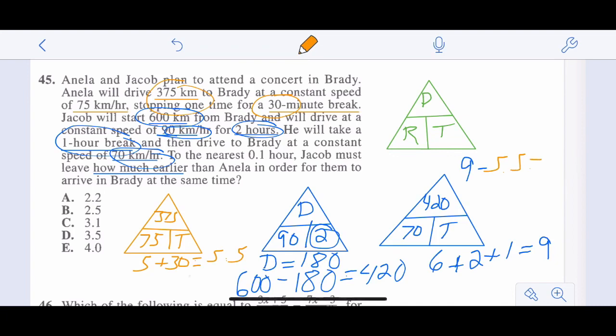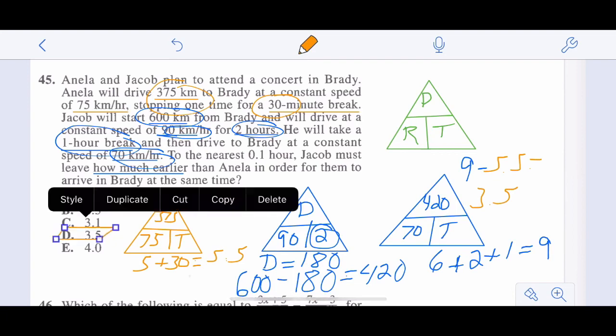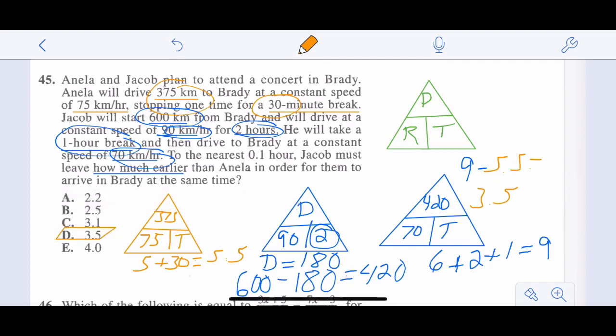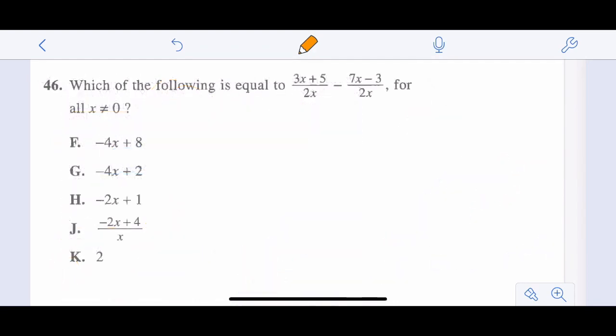And that equals 3.5. So he needs to leave 3.5 hours earlier. Choice D. I'm doing really bad at drawing shapes today. All right, D. But hopefully you would be able to make up some time on questions like this.